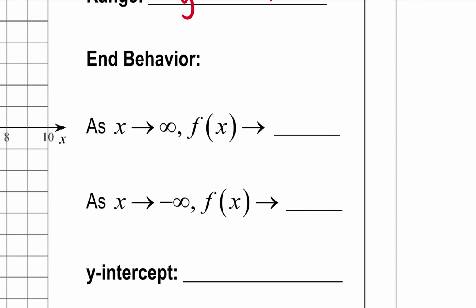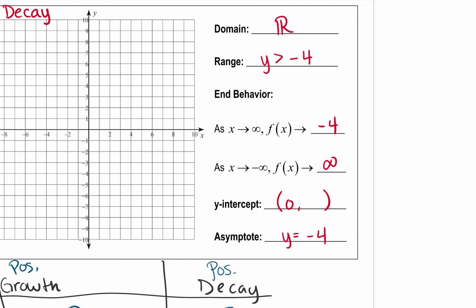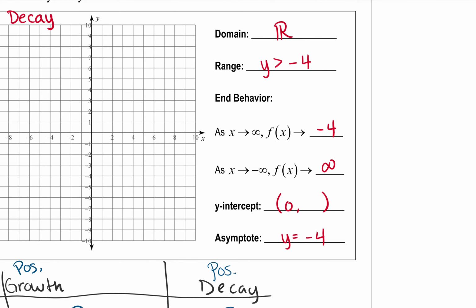Alright, end behavior. If I look at my chart, because I have decay, as x approaches positive infinity, f of x approaches k, which is -4, and the other one is positive infinity. Y-intercept: I know it's going to be 0, comma something. I just have to solve for y. We'll do that in a minute. And the asymptote is always y equals k, so -4. So look at that. Without doing really any math, I've done almost every answer except for the y-intercept. So let's go do that.